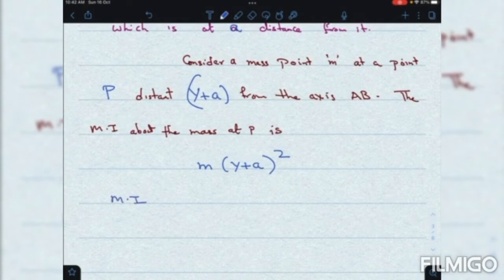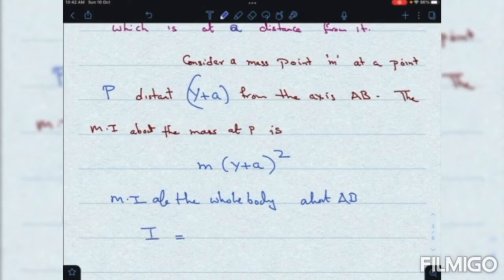Moment of inertia of the whole body about AB is obtained by summing over similar terms. That is, I is equal to sigma, summation m y plus a the whole square.